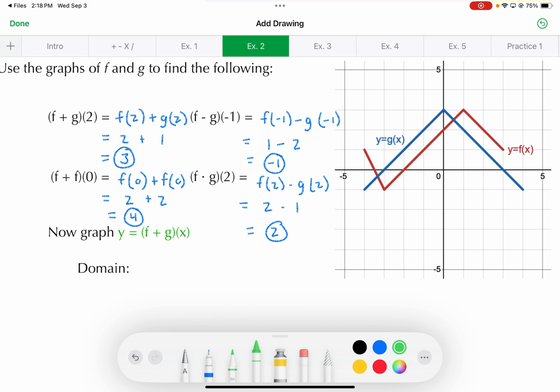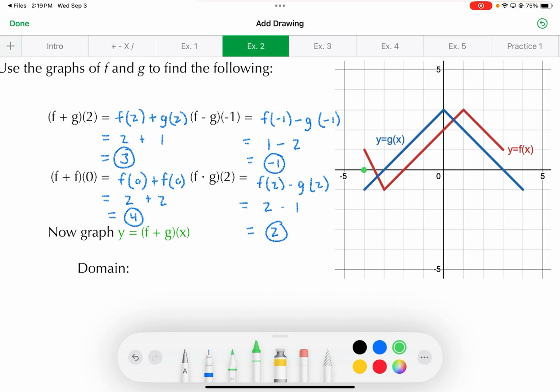Now I'd like to find a graph to represent all of f plus g of x. So take some critical values from the 2 functions. Starting on the left side here, when x is -4, f of -4 would be 1, and g of -4 would be -1. If I add those two together, the result is 0. So I'm going to have a point right here on this new graph.